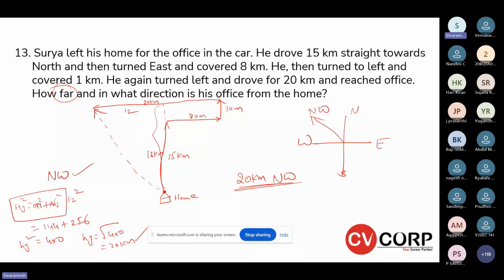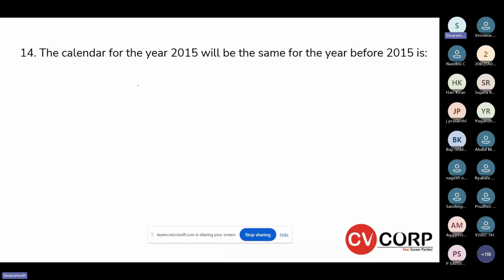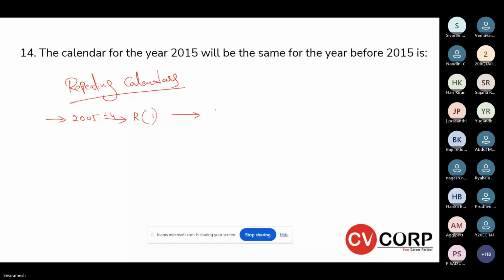Calendars concept. We call this concept repetition of the calendars, repeating calendars. Very simple logic. Let's consider an example. I'm taking 2005. Any year, if you divide it by 4 and get remainder 1, by any chance the same calendar will be repeated after 6 years. In case you consider 2006 or 2007, we'll take an example. These are the reference values I'm taking. When you divide 6 by 4, obviously the remainder will be 2.